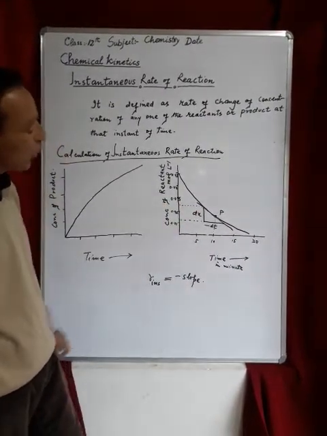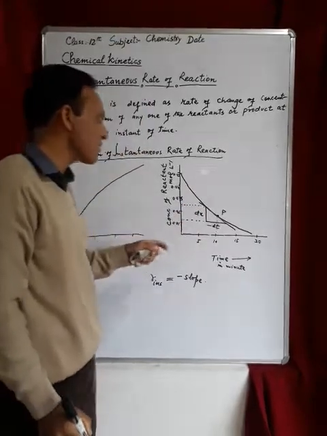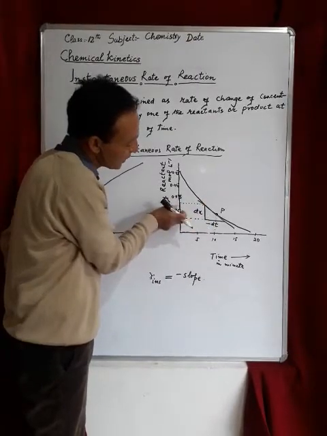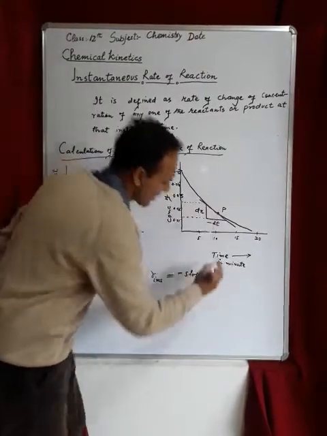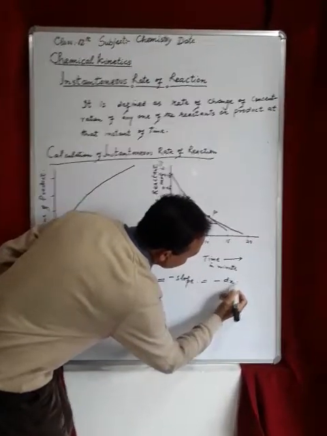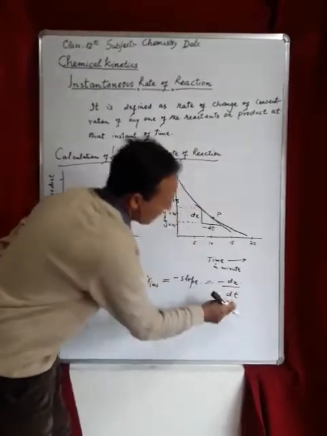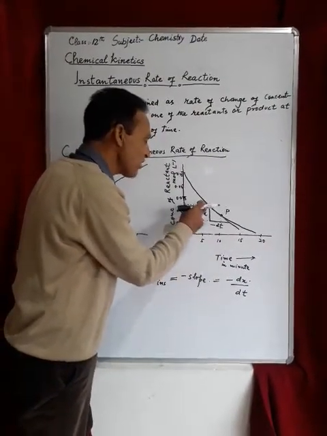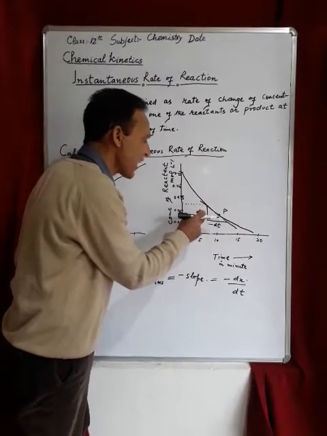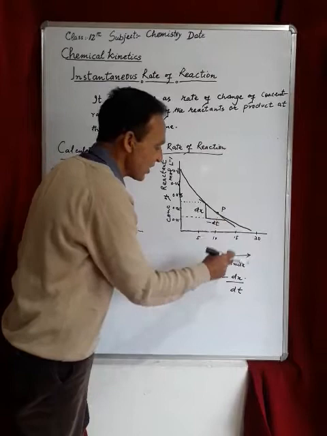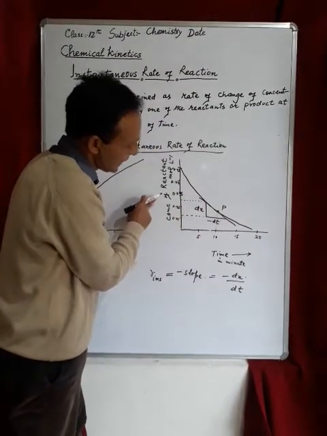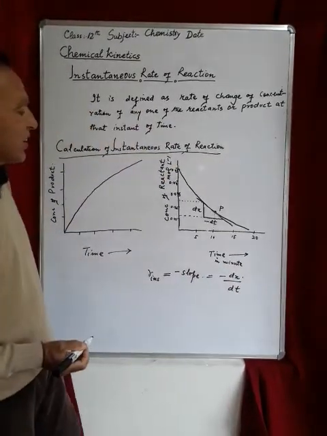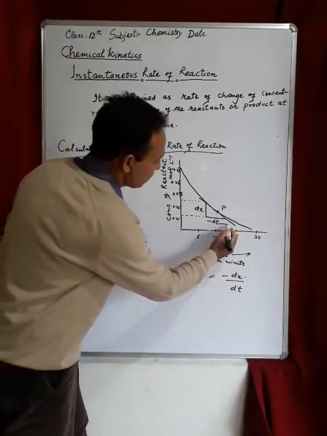How can we calculate the slope? Slope, as in mathematics, is equal to tan theta, and if you see, this is the perpendicular and this is the base. This is dx, the small change in the concentration, and the time is dt. So at time 10 minutes, we have the small change in the concentration, dx, and the small change in the time, dt, but it is the reactant, so we write minus dx by dt. It will give us the instantaneous rate of reaction.